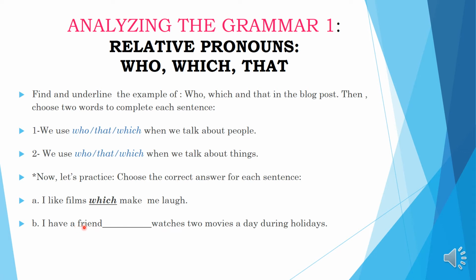Well, here we have the object. The object is a friend. So is this a thing? Is this a person? Yes. As the noun here is a friend, a person, we have to use the relative pronoun who, or that. And a possible answer could be that. So, we have a complete answer. I have a friend who watches 2 movies a day during holidays. And that's it. Okay, you have to take into account this example before solving this activity.